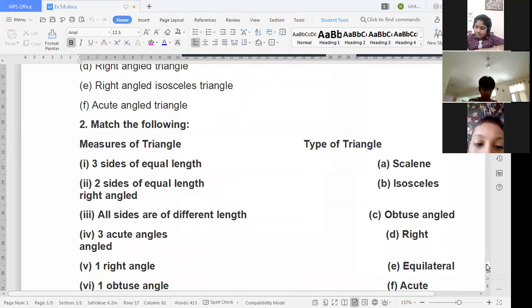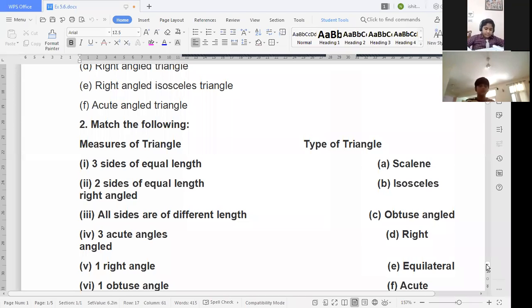First, match the following. Three sides of equal length. A triangle which is having three sides. Ma'am, scalene. No beta, when they are unequal, all the sides are unequal, then it is scalene. All the sides are equal in length. Equal. Yes, Aditya, you are correct. Arsh, correct.